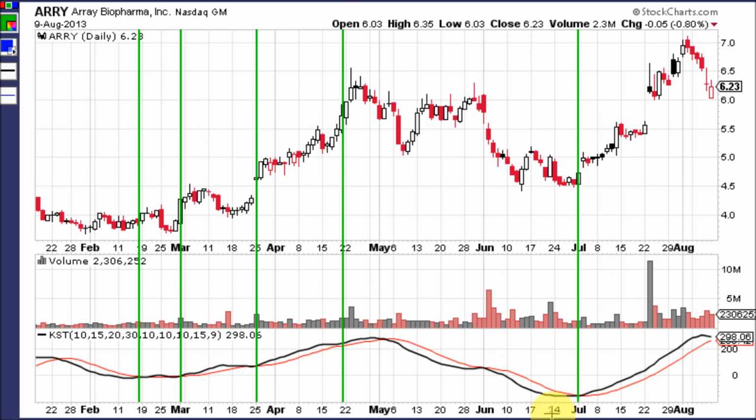This day, the KST is positive the entire way. Right here, it crosses up through the zero line. Right before the huge volume day on either good news or good earnings. This is a biotech stock, so it could have been good news from the FDA or earnings. And the stock gaps up from 5.60 to about 6.10 or 6.20 at the open the next day.